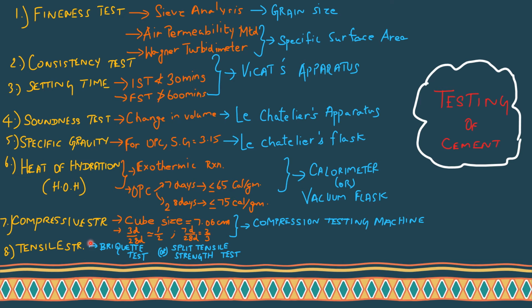And next is your compressive strength, investigated using your compression testing machine. Here the cube size is 7.06 centimeter cube, and the ratio of 3 day to 28 day strength will be more or less equal to 1/2, and your 7 day to 28 day ratio will be more or less equal to 2/3. The tensile strength is investigated through Brazilian test, or it is simply called split tensile strength.